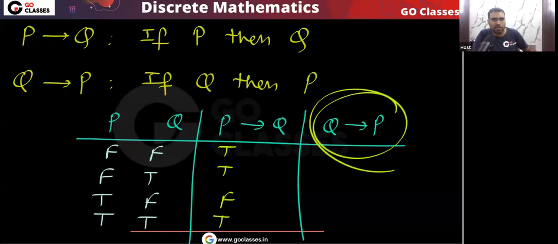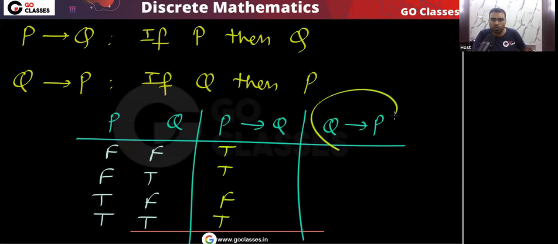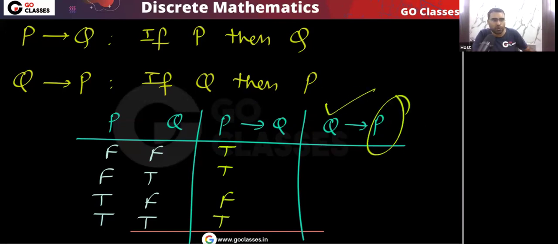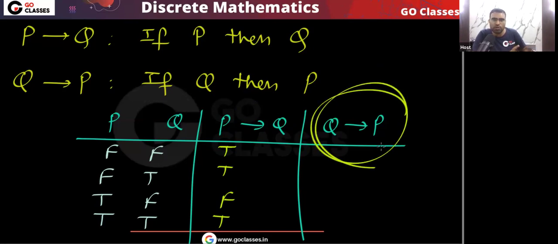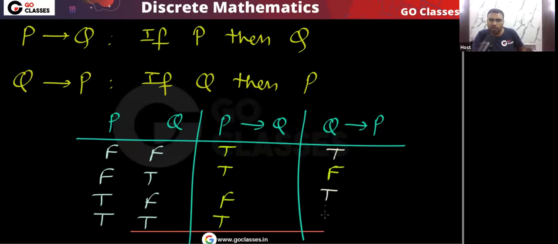Now look at this. In the first one, P is the premise and Q is the conclusion. Here Q is the hypothesis and P is the conclusion. So Q implies P, which is also an implication, will be false in only one case, where Q is true and P is false. In all other cases, it will be true.